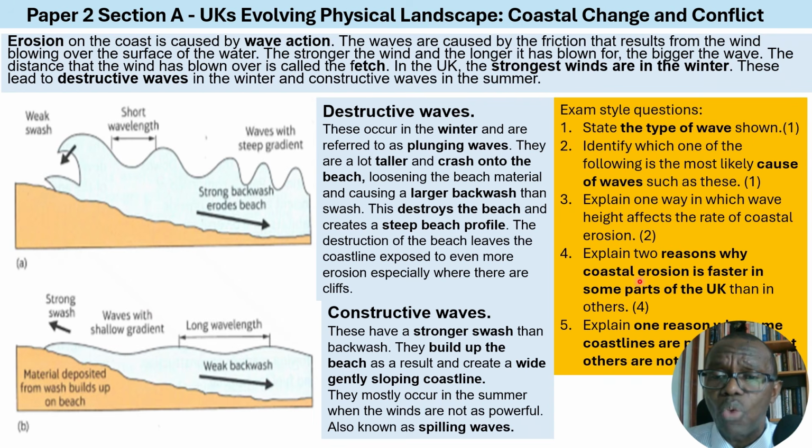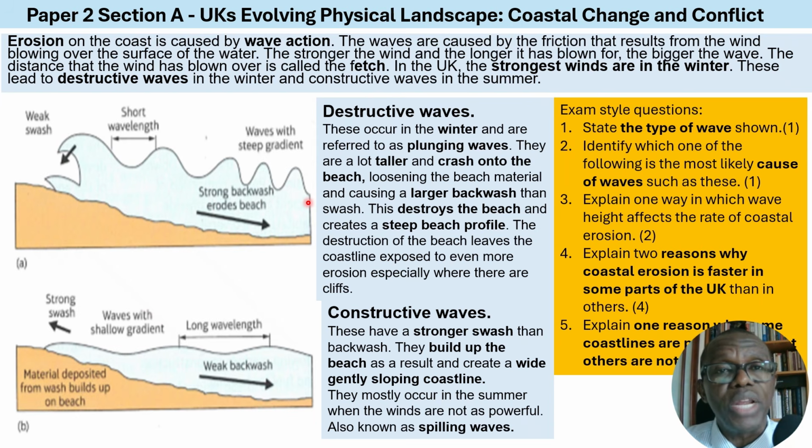Then explain two reasons why coastal erosion is faster in some parts of the UK than in others. Now, you could talk about the fact that some parts, obviously, of the UK are getting destructive waves, and because of those destructive waves, they are going to erode a lot faster, and especially in places where there's a lot more open water. So the fetch will be a lot stronger.